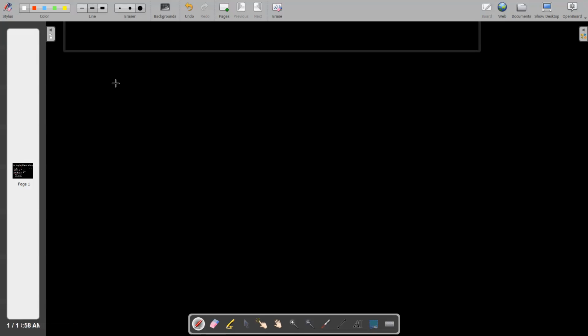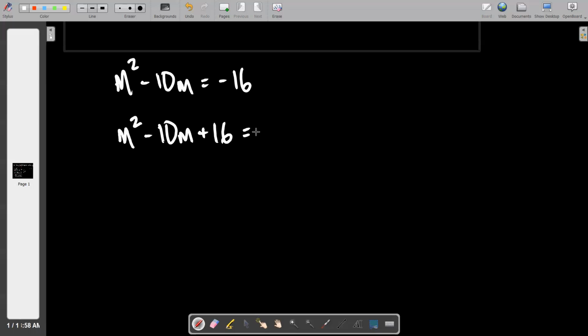Here's your next one. M squared minus 10m equals -16. So what's wrong with this problem? It doesn't equal 0. So we're going to fix that by doing what? Add the 16 to both sides. We're going to get m squared minus 10m plus 16. Good.